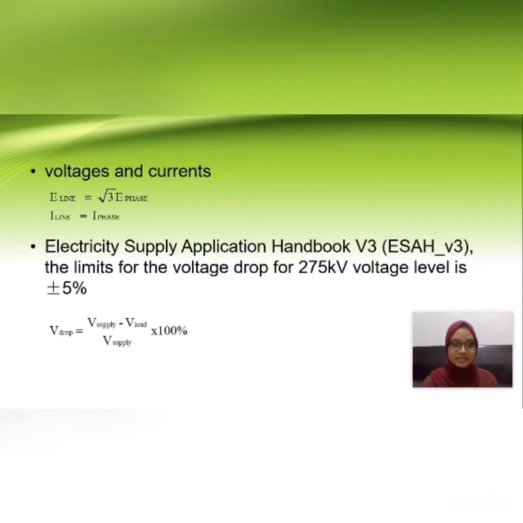In a Y-connected system, we know that E line is always greater than E phase, while I line is equal to I phase. As you see in the slide, E line is equal to √3 of E phase, while I line is equal to I phase. According to the Electricity Supply Application Handbook, the limit for the voltage drop for 275 kilovolts is plus minus 5%. I was given a V line of 275 kilovolts, so my limit for voltage drop is around plus minus 5%. And this is the equation to calculate the voltage drop in percentage.